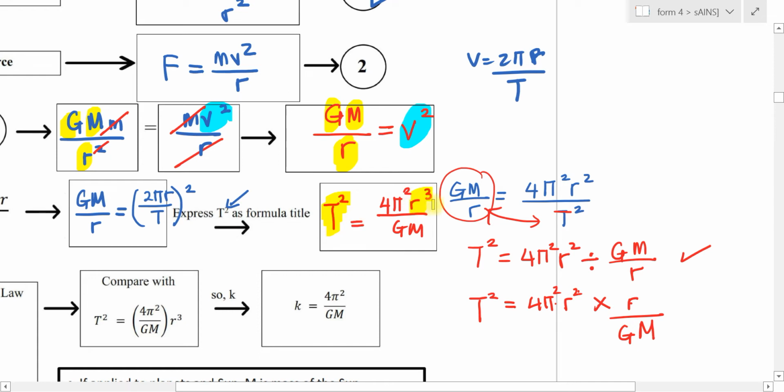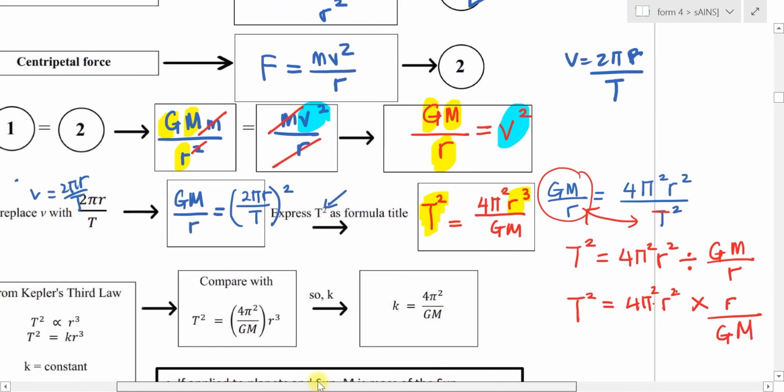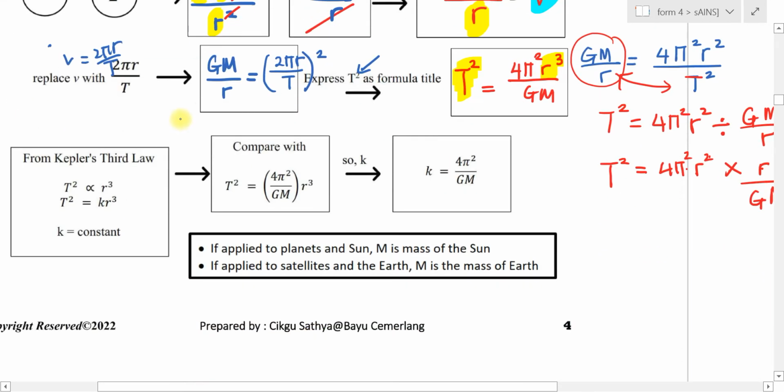T square dengan R cube kita dapat balik. Okay. Maybe we are going to relate with that. Yes, we are going to do that. So, remember your Kepler's law. T square is directly proportional to R cube.